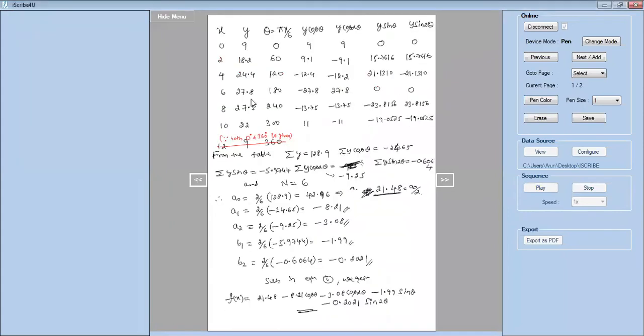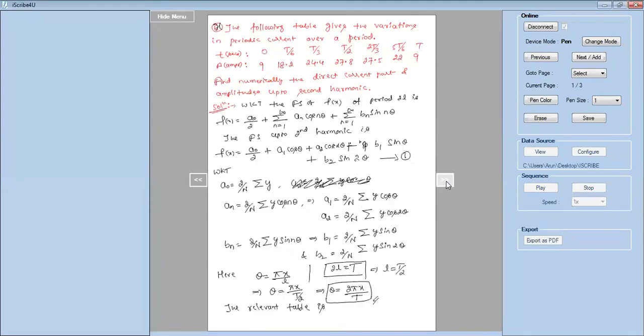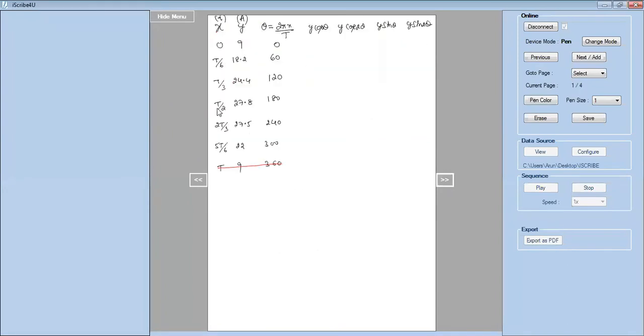This is this one only. Same values for y, same values for theta. There is no difference, so you can just straight away copy these values here, because the data I'm not changing. Only the notations. Instead of giving 0, 2, 4, 6, I'm giving t by 6, t by 3 and all arbitrary period. So these values you can just fill up from the previous problem.